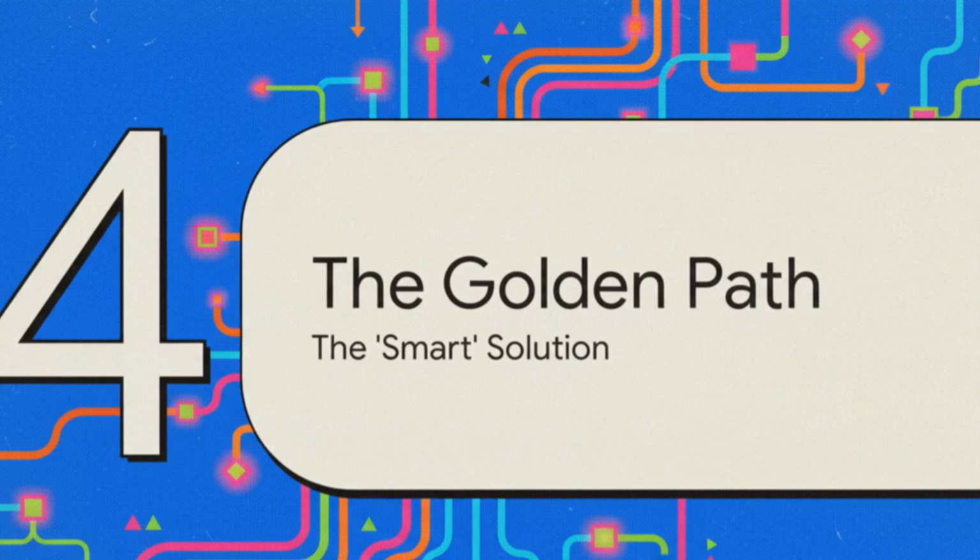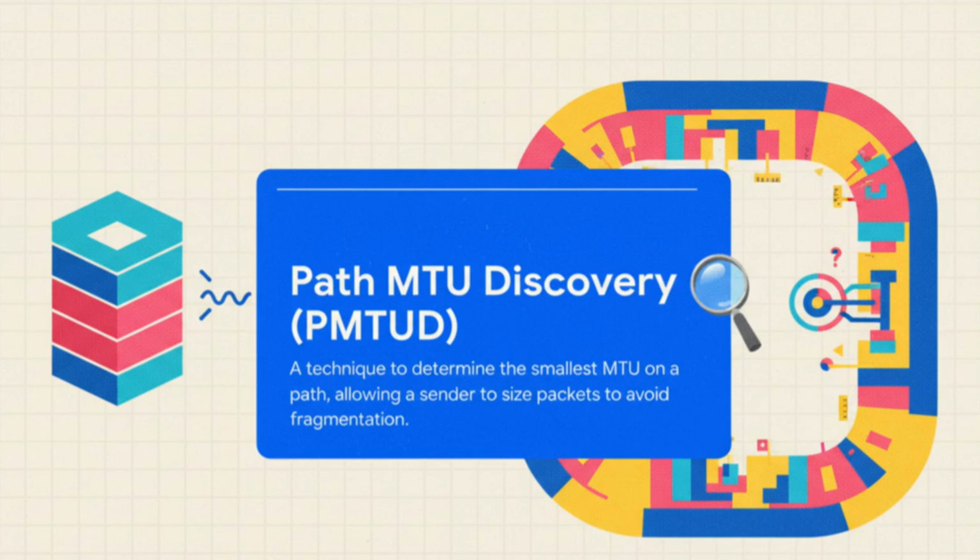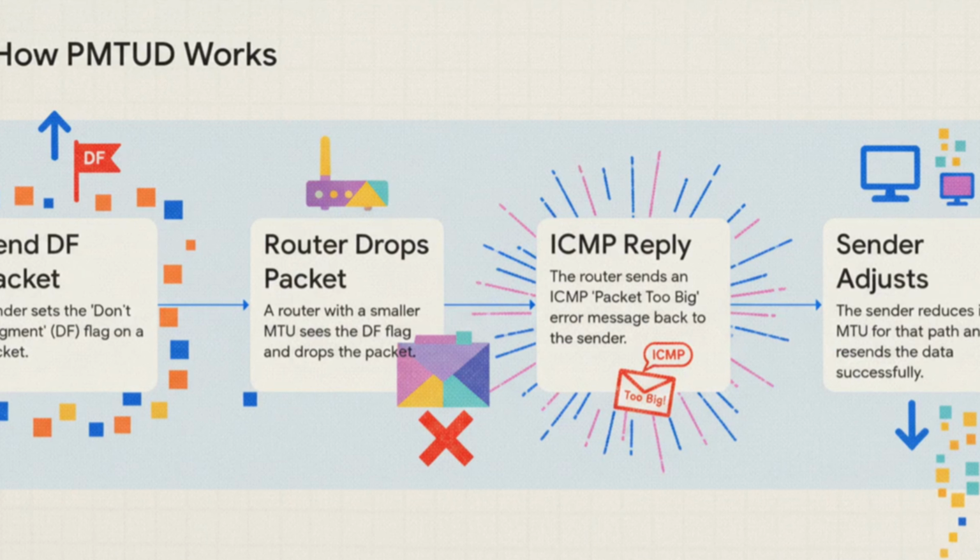Now you might be thinking, okay, this is cool, but do I really have to figure all this out myself? Well, the people who designed the internet knew this would be an issue, so they built a really clever automated solution to handle it. It's called Path MTU Discovery, or PMTUD for short. It's basically a way for your computer to ask the network, hey, what's the smallest tunnel between me and the website I'm trying to talk to? Then, once it gets an answer, it can size its packets perfectly for that specific path, avoiding fragmentation from the get-go.